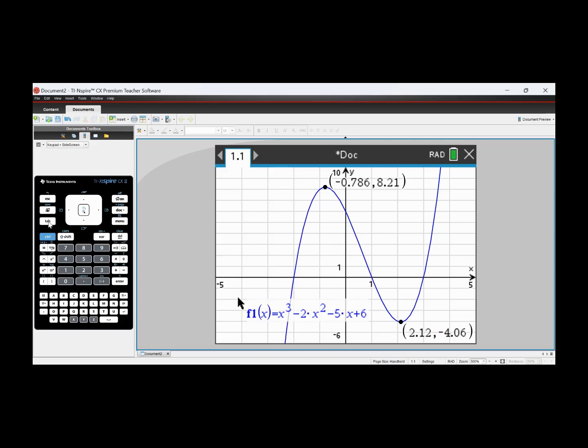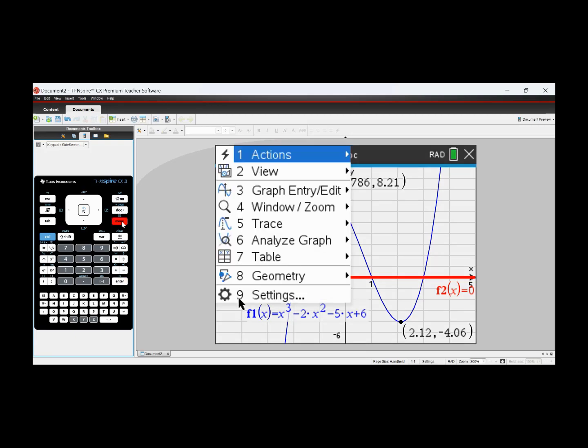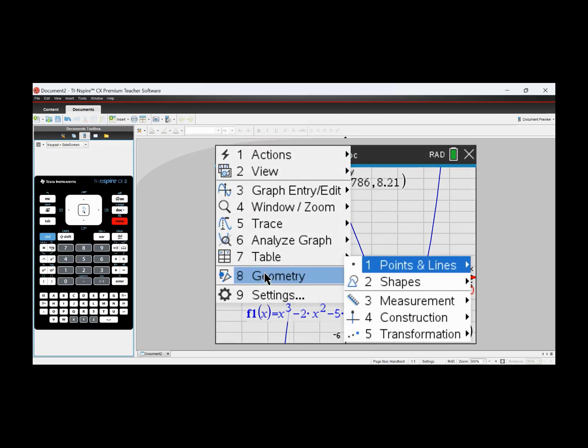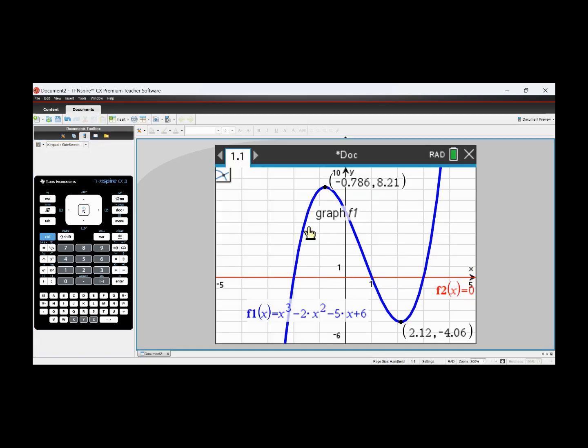If you're not sure what your x-intercepts are, you can tab f of x equals 0 and hit enter. Go to menu, geometry, points and lines, intersection points. Click on the graph of the function, click on the x-axis, escape to exit out. If you need to move things so that you can read them, that's okay. I'm going to move my F there, and now we have our roots. Awesome.